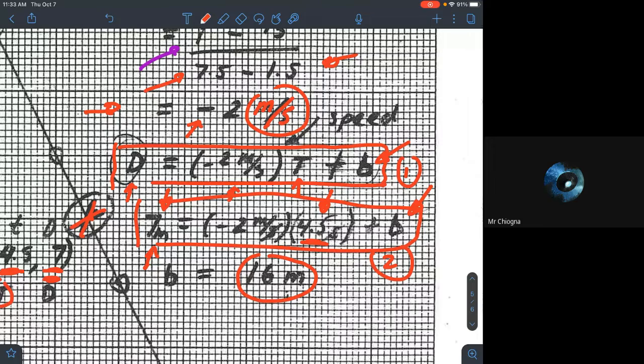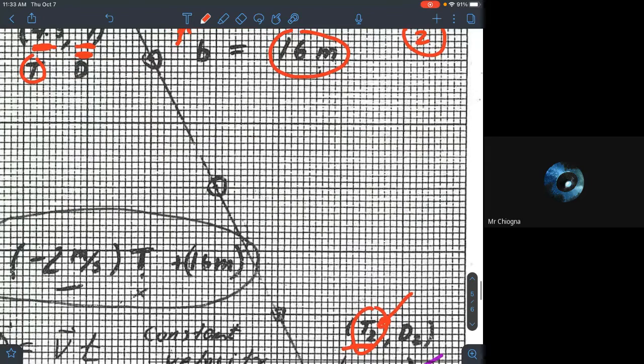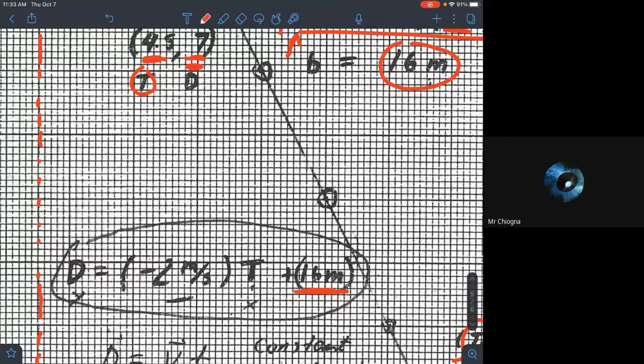Okay, now you're going to rewrite this equation here. All you have to do is just add 16 meters to it. The same equation, but I just added this to it. Put it in brackets. Why did I do that? Because this m here is a unit. It's not a variable. Why is this t outside the brackets? Because it's a variable. That's your final equation, correct.